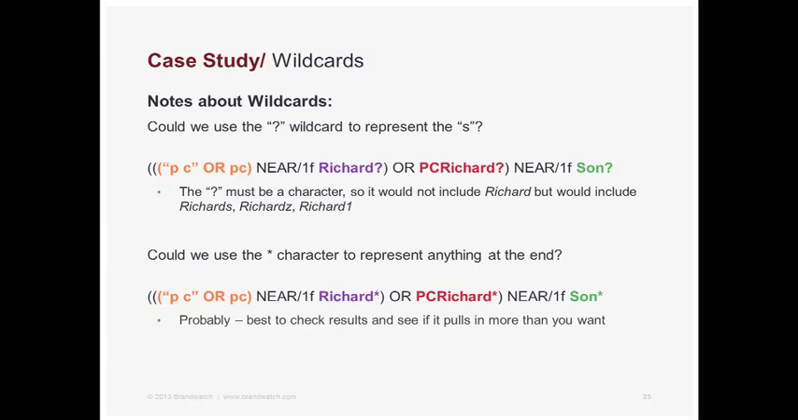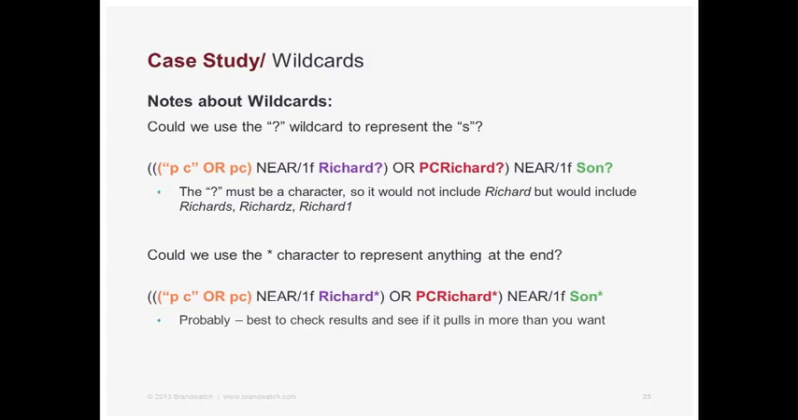So just in general, if I had the word Richard star, that would pull in Richard, Richards. It would also pull in Richard's son or some other name or word with Richard in the beginning of it. But in this case, I could probably use it because with all these near proximity operators, you're really not going to get any other garbage besides something like PC Richard and Son or PC Richards and Sons. You're not going to get PC Richardson and Son.